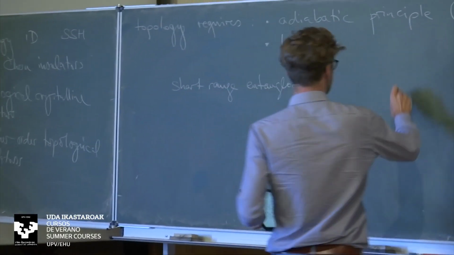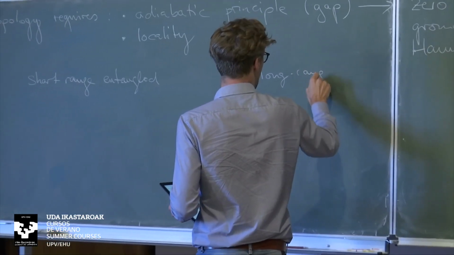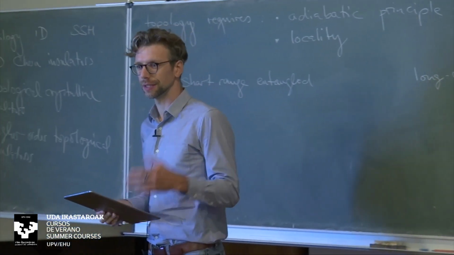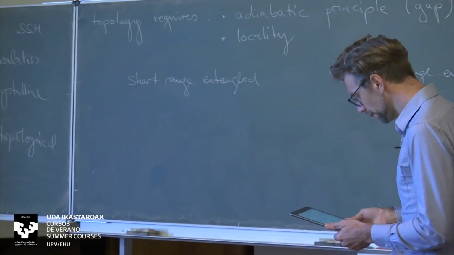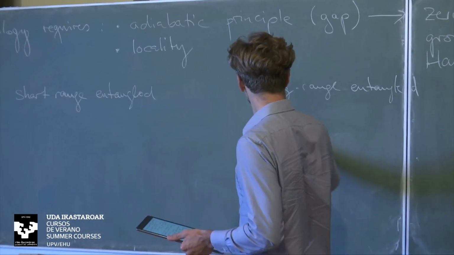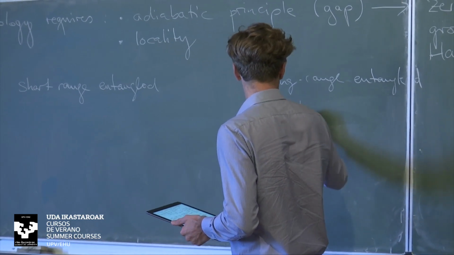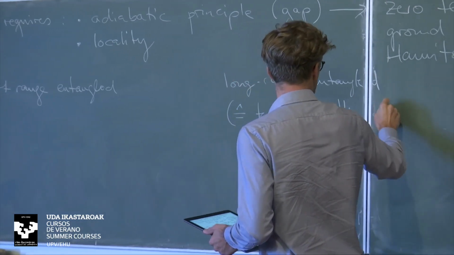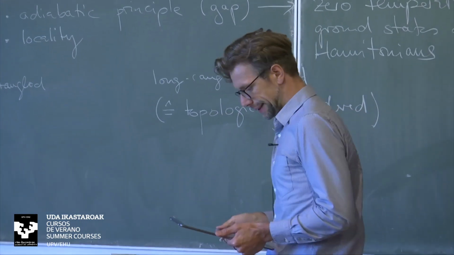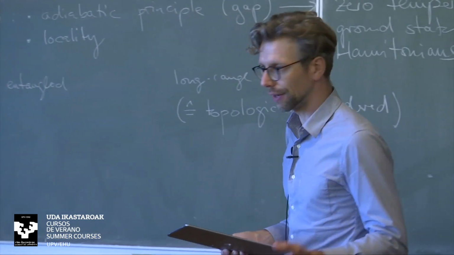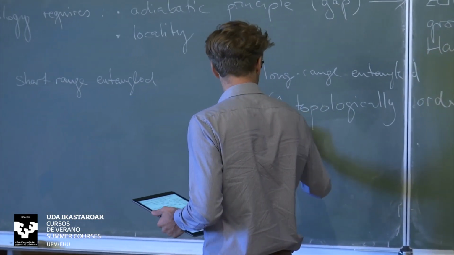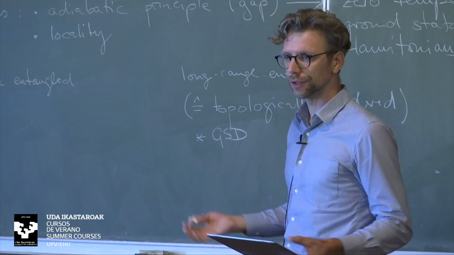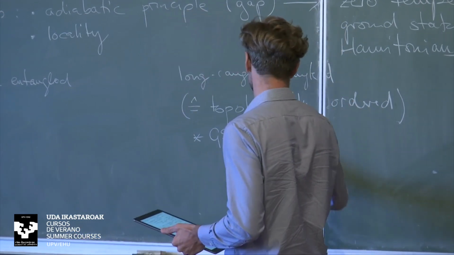And long-range entangled phases. So that is a distinction that these words came already up in Alex's lecture. Phases that are long-range entangled are also called topologically ordered or intrinsically topologically ordered. And their characteristic feature is that they have a ground state degeneracy that is non-trivial and depends on the genus or the topology of the manifold on which the system is put.